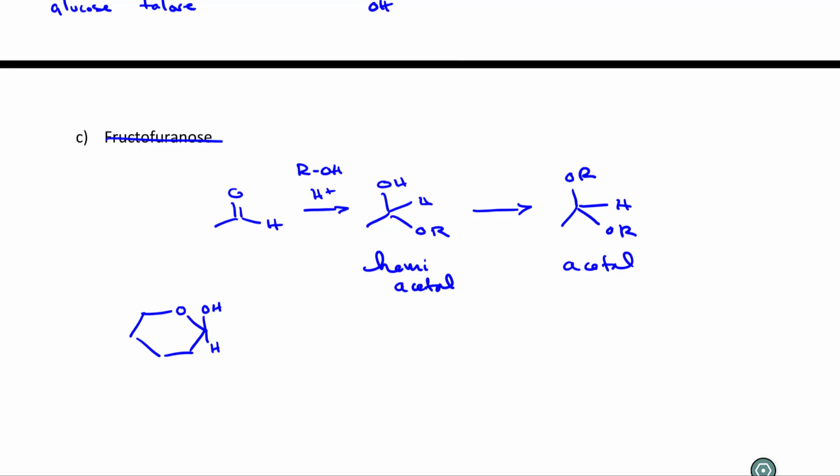So notice what you have here. You have an alcohol on one side, right? The alcohol functional group, and then you have an OR group on the other side. So this is my OR group like this, and the hydrogen. So in fact, when we're looking at the cyclic forms of the sugars, of the monosaccharides, those are all hemiacetals.